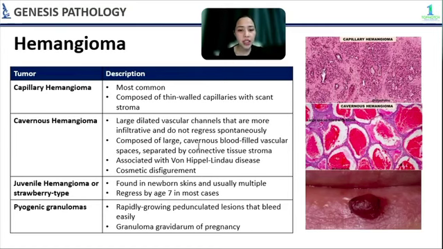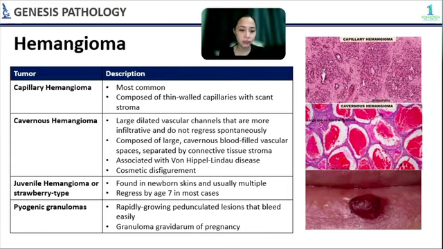Cavernous hemangiomas, on the other hand, are composed of large, dilated vascular channels, which are more infiltrative. And compared to capillary hemangiomas, they do not regress spontaneously. They can be locally destructive, but their clinical significance is usually more on the cosmetic disfigurement, and also their tendency to bleed. Juvenile hemangiomas are the so-called strawberry type of hemangioma in newborn skin. They can be multiple. They usually grow in size during a few months, but then they regress by age 7 in most cases.